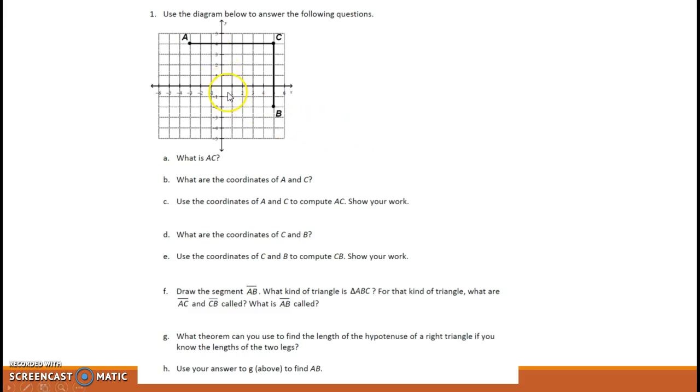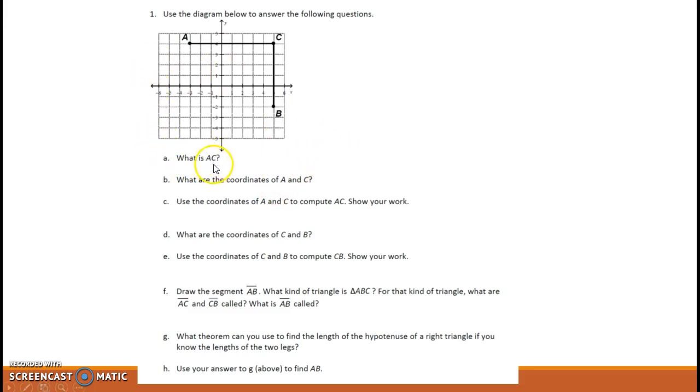And then you can see the units, right? On the x-axis, to the right is the positive direction, and to the left is the negative direction, and for the y-axis, up is the positive direction, and down is the negative direction. So we're going to use this diagram to answer some of these questions. We're going to talk through the first page together, and then I'm going to let you work on parts of it on your own. Part A is asking what is AC.